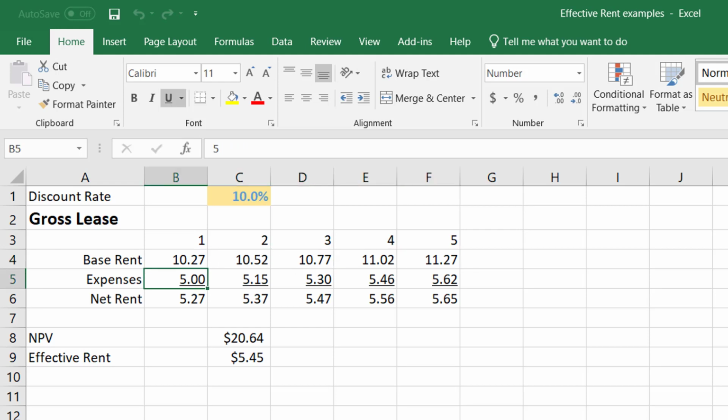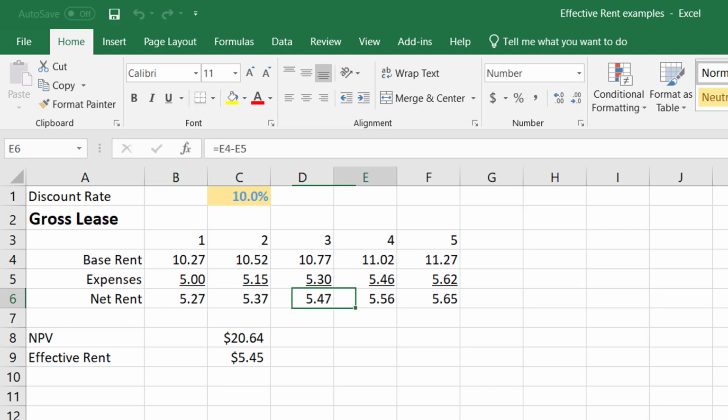The expenses are starting off at $5 and they're growing by 3% per year. So you can see that's what's going on with this formula. I'm growing the previous cell or the previous year by 3% and then just rounding it to the nearest penny. So the net rent is going to be the difference between those two. I'm going to subtract the expenses from the base rent, and I get the net rent, and that is the first step in figuring out the effective rent.